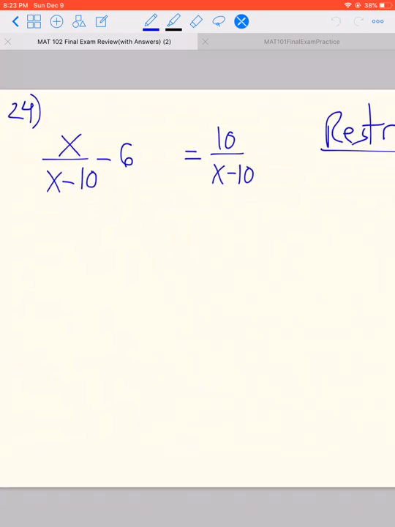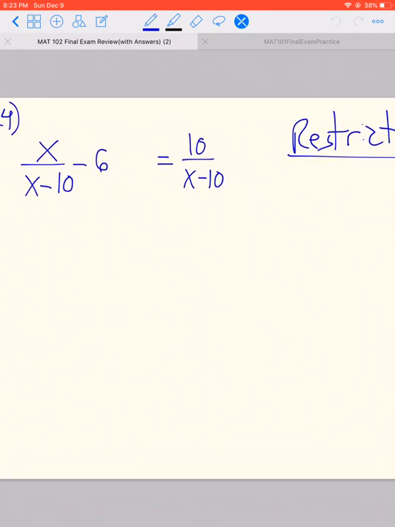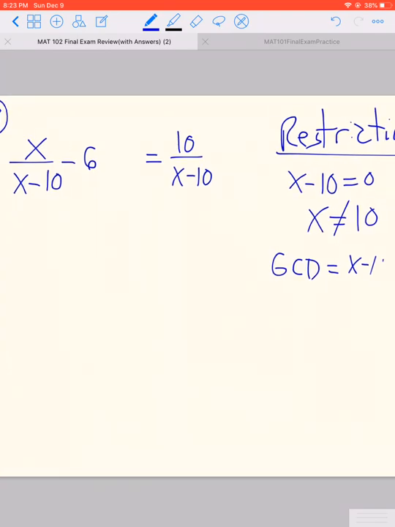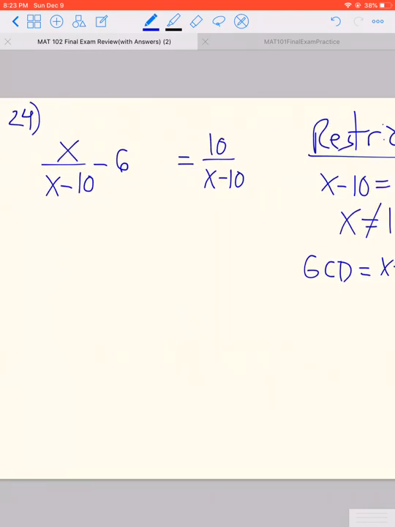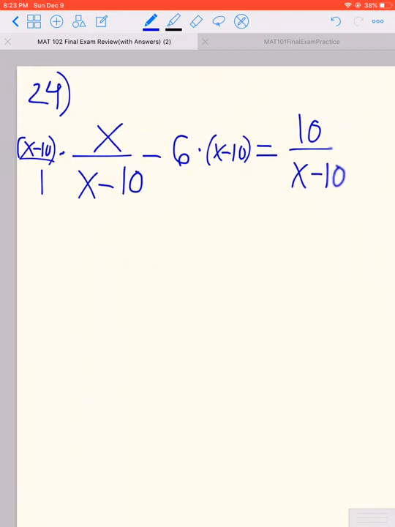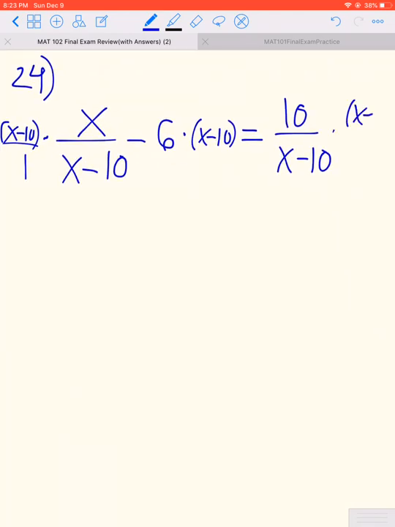We'll do one more of these. Here we just have one unique denominator that pops up. That's x minus 10. x minus 10 equals 0 precisely when x equals 10. So our restricted value is going to be x equals 10. The GCD is going to be that x minus 10 term. So we're going to multiply every single term in the equation by x minus 10.